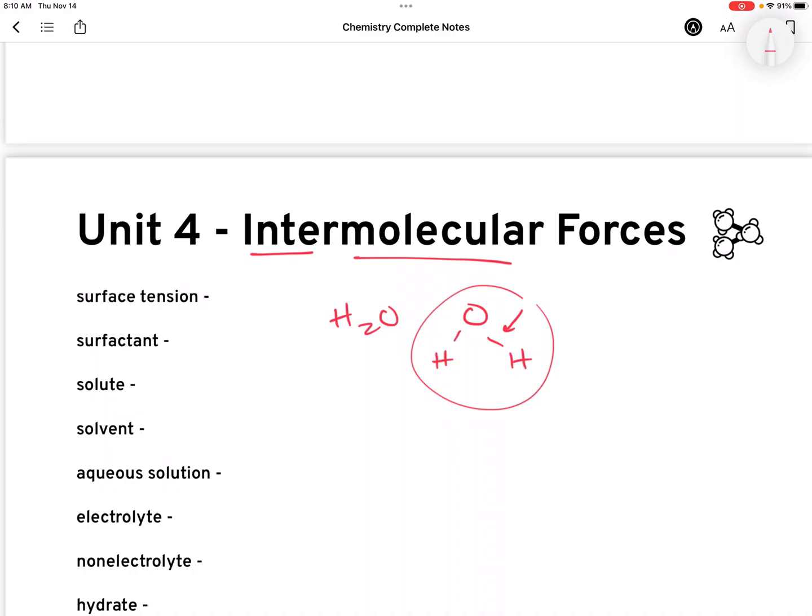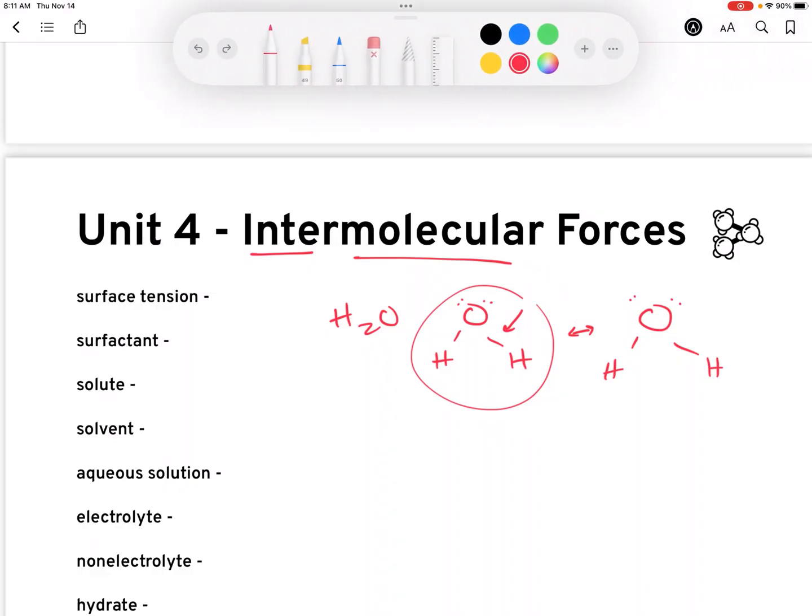Now, what happens when you have an oxygen, another hydrogen, another water molecule, interacting with another water molecule? Well, we call that an intermolecular force. It's the type of interaction that happens between molecules.